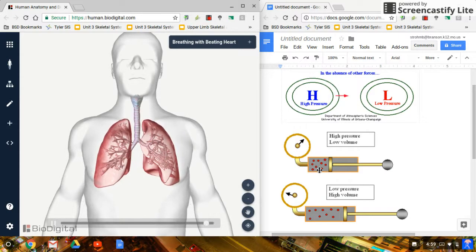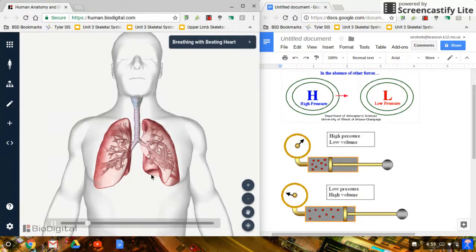Now, conversely, if you were to do the opposite, let's say that we increase the volume of the container of gas, then we're going to have the same amount of gas in a larger volume, and that causes the pressure to decrease. So, lower volumes equal higher pressure, or higher volumes equal lower pressure. So, by combining this idea of pressure gradients and also Boyle's law, we can help describe how your lungs are going to allow you to inhale and exhale.